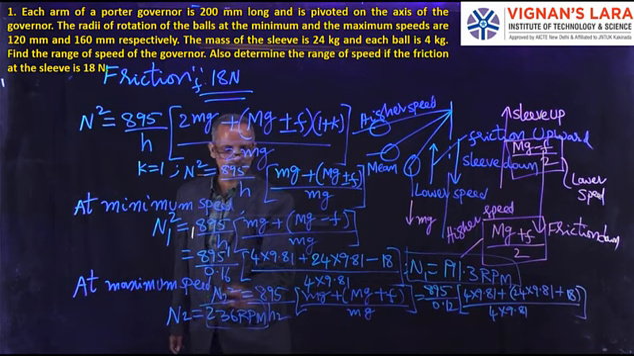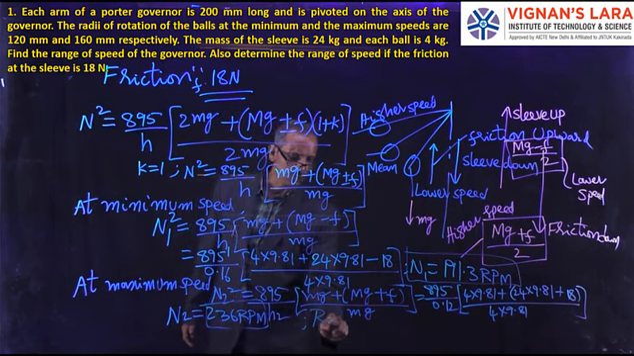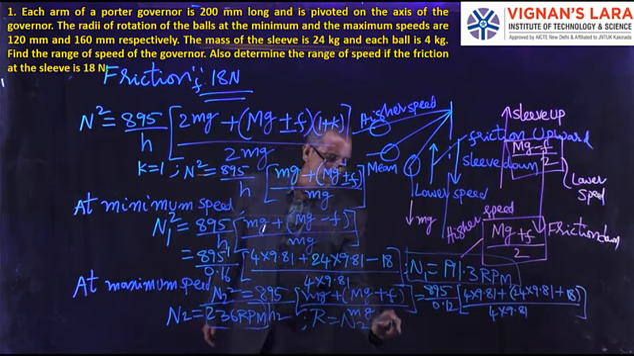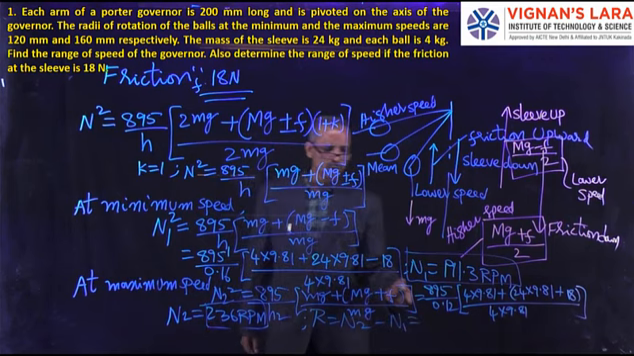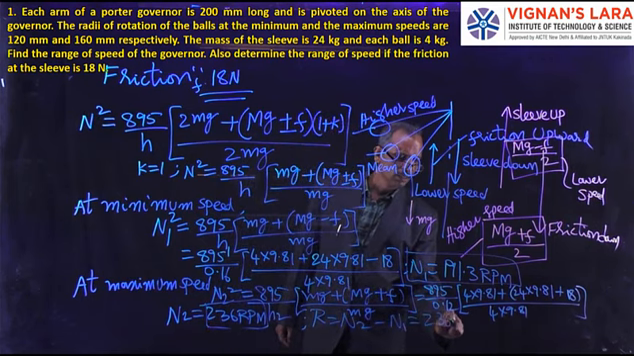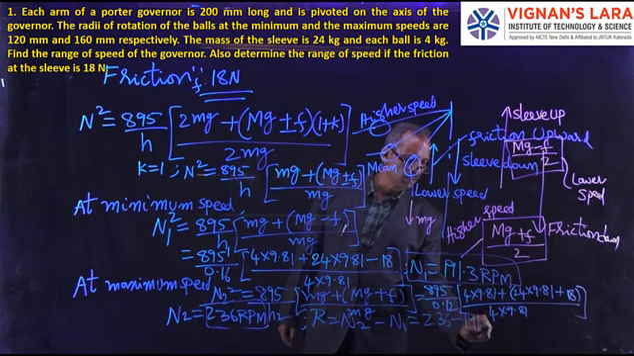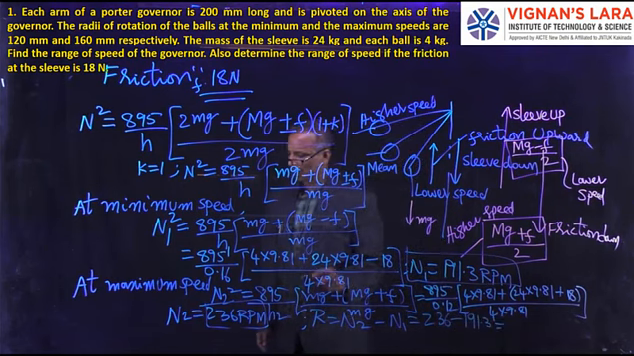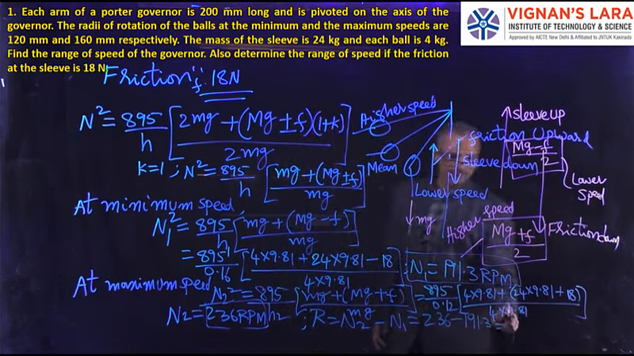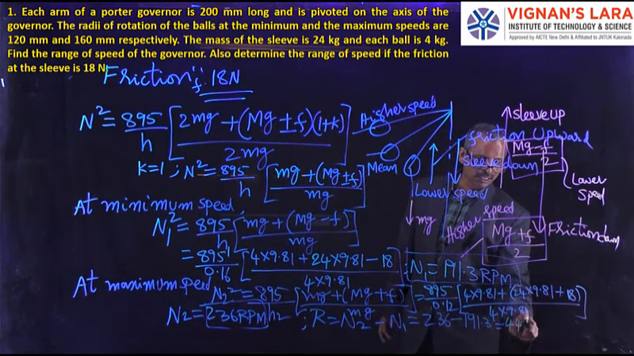Then the range of speed, N2 minus N1, is 236 minus 191.3. So it is approximately 44.7 RPM.